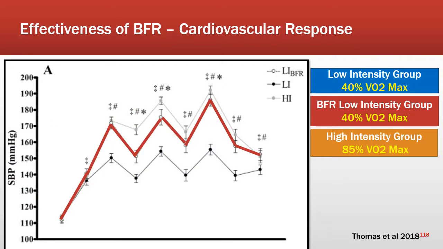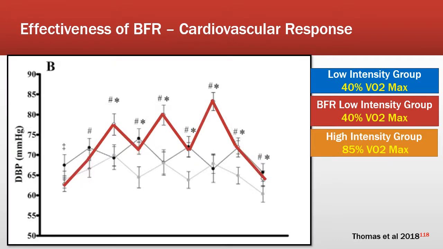And what I did here was I mapped out the hemodynamics that they looked at. So this is just systolic. I highlighted the BFR group, and you can see that the high intensity BFR group for systolic blood pressure is consistently higher across all exercise time periods.